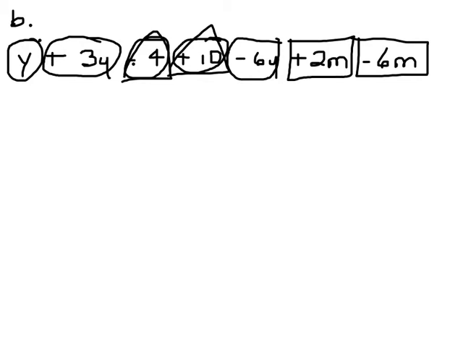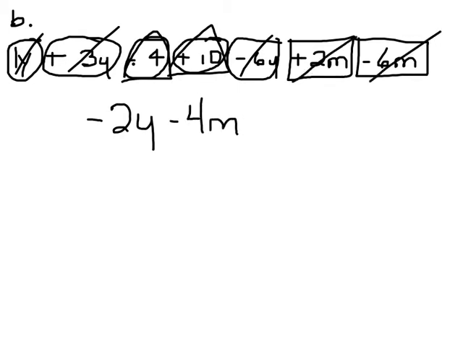Let's add all the circles together. We have 1 here. 1 plus 3 is 4. Minus 6 is negative 2y. And I'm going to mark those out. Now let's do our rectangle. Positive 2 and negative 6 is negative 4m. Mark those out, I'm done with those. And then negative 4 and positive 10 gives us positive 6. And this is my answer.